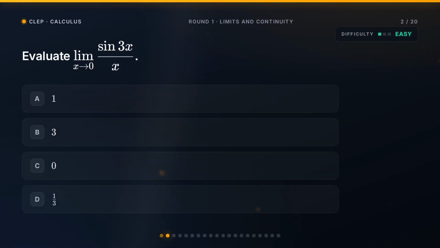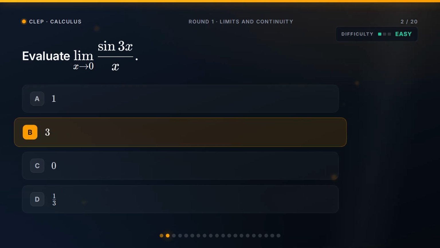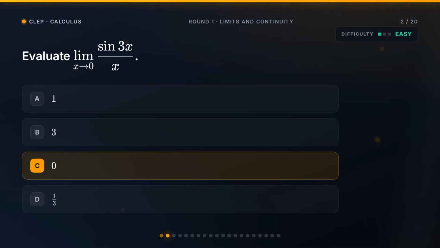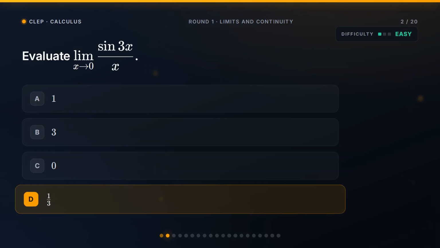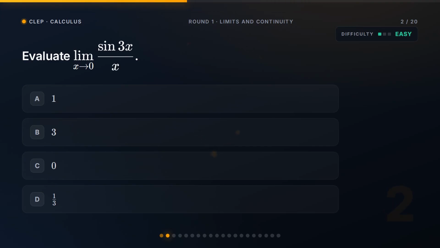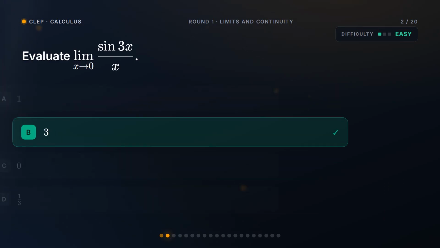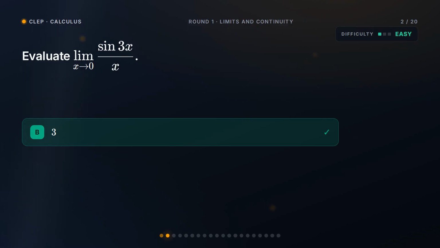Question 2. Find the limit as x approaches 0 of sine of 3x divided by x. A, 1. B, 3. C, 0. D, 1/3. The answer is B, 3.